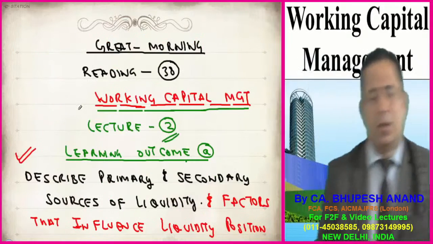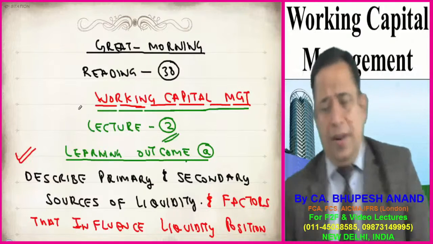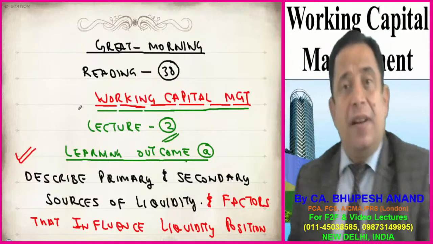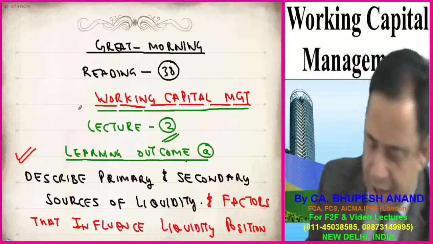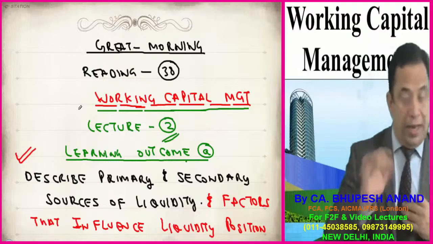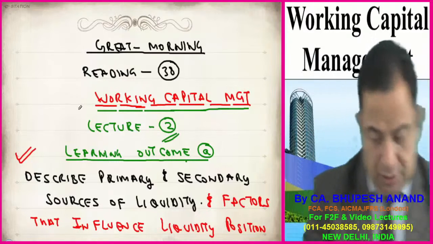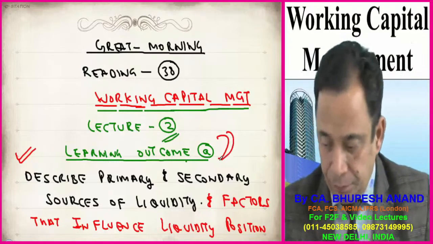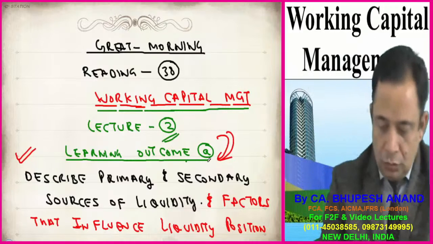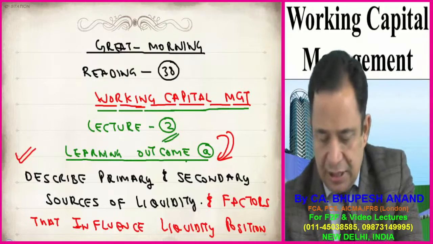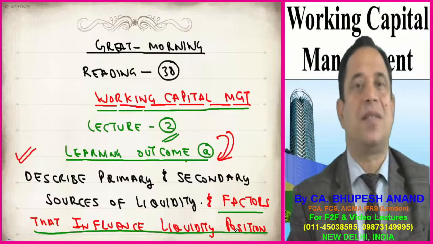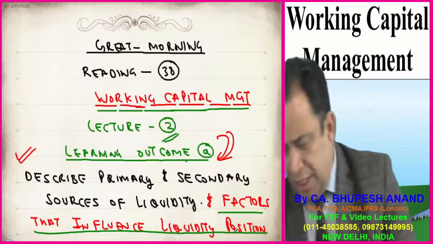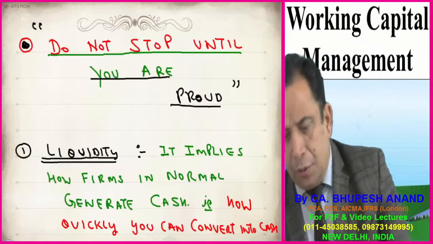Today will be lecture number 2, reading number 38. I will be covering learning outcome A: describe primary and secondary sources of liquidity. So today we will be discussing this learning outcome A and the factors that influence liquidity position. What are those factors which influence your liquidity position?